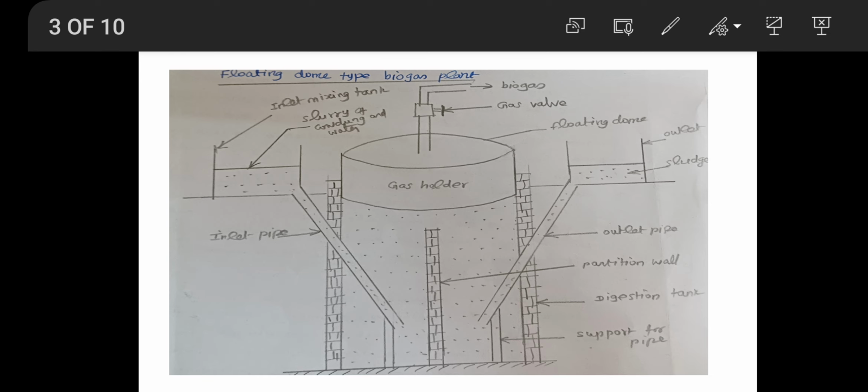In the floating dome type biogas plant, there is a partition wall. The sludge comes out of the partition wall and is collected through the outlet tank, and there is a support for the inlet pipe and the outlet pipe. So the diagram can be drawn for a full page. This floating dome type biogas plant diagram is drawn for the full page.